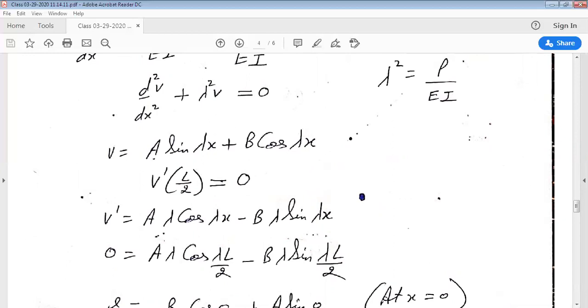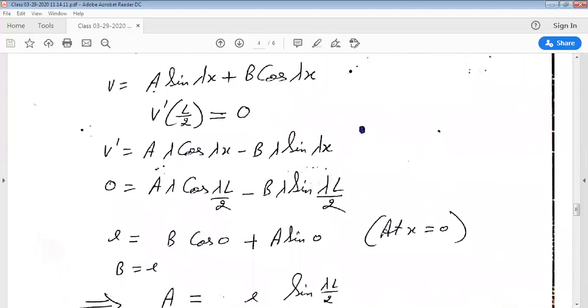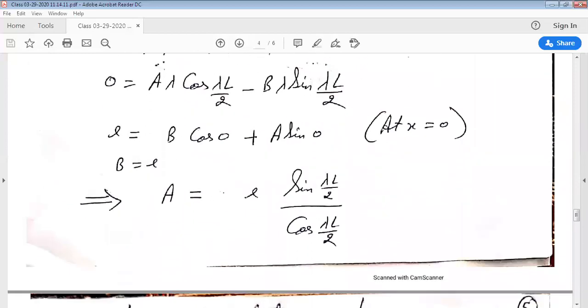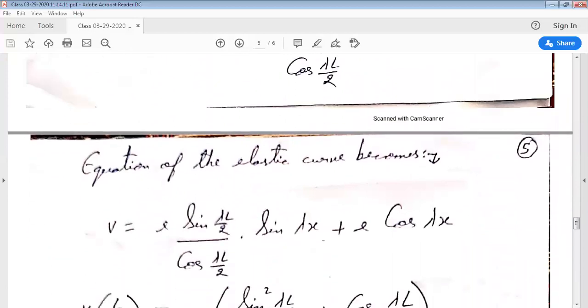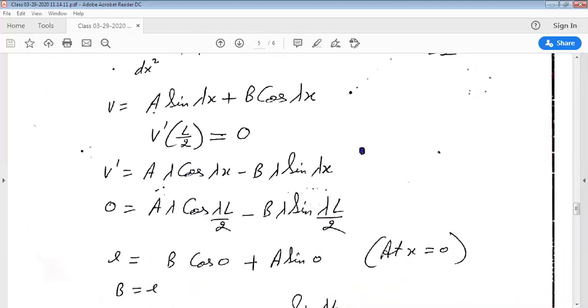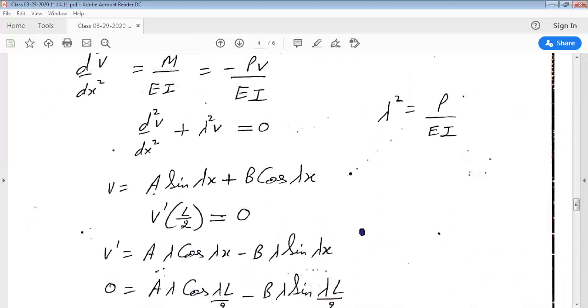So if we apply this boundary condition, and also we apply the boundary condition that at x equal to 0, deflection is small e, right? So if we apply these boundary conditions, we get capital B equal to small e and A equal to e sine lambda L by 2 divided by cos lambda L by 2. So the equation of the elastic curve becomes e sine lambda L by 2 divided by cos lambda L by 2 into sine lambda x plus e cos lambda x. This we have got when we put the values of A and B in the original equation of the elastic curve, V equal to A sine lambda x plus B cos lambda x.